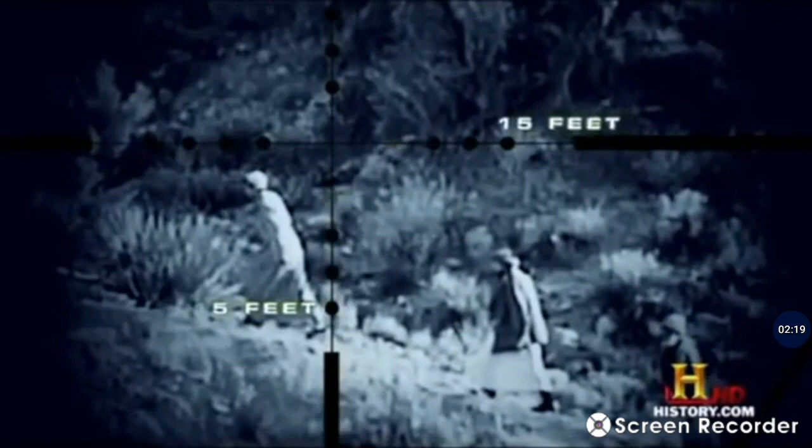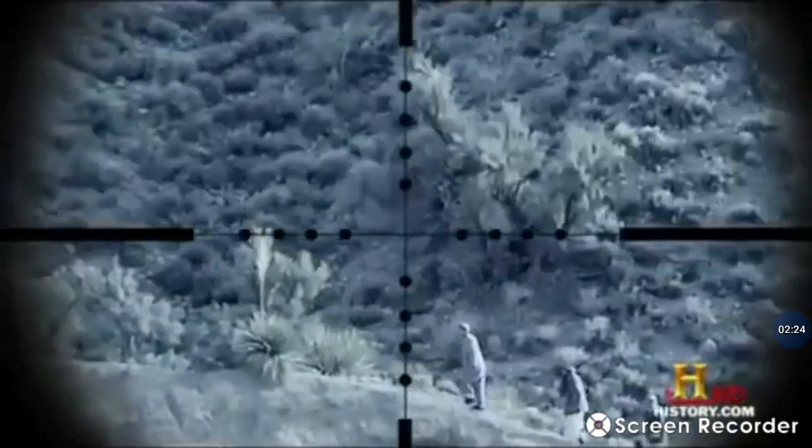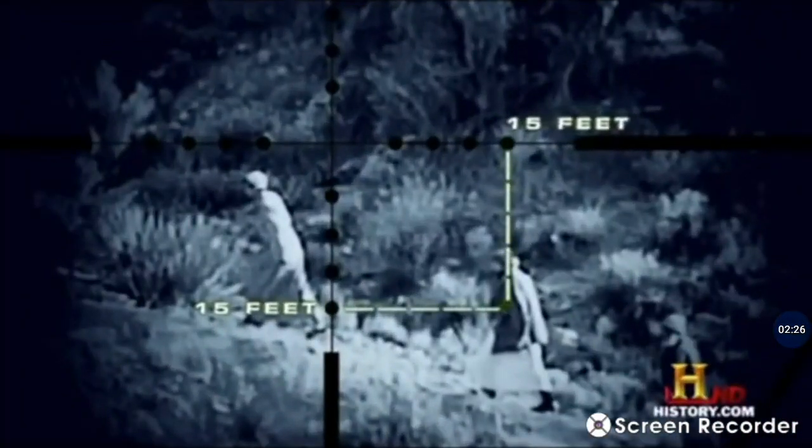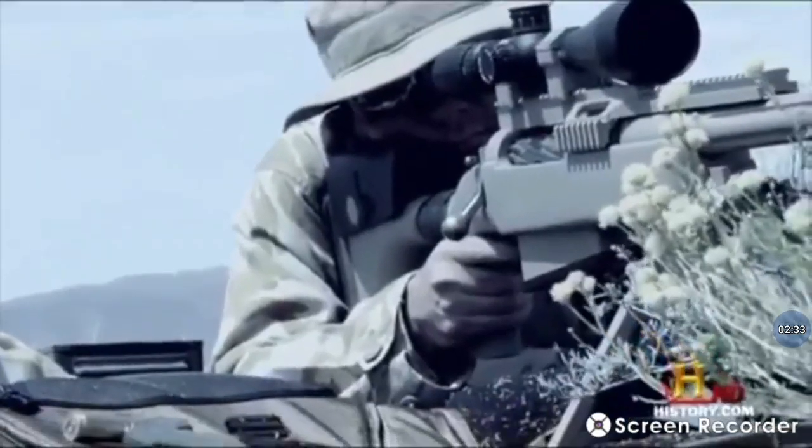Furlong aims 4 mils, or roughly 15 feet above, and approximately 4 mils, or 15 feet to the left of his target. These holds compensate for bullet drop, wind, and spin drift. Furlong steadies himself, takes aim, and fires.